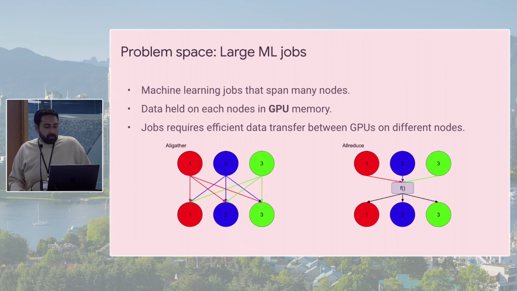So just for information, I have an example of a couple of typical communications in this context. The one on the left is all gather, where all nodes gather data from the other node's GPUs to its local GPU in order to perform some calculation. And the one on the right is a similar one called all reduce. And these are communication primitives that happen a lot across these multi-node ML jobs.